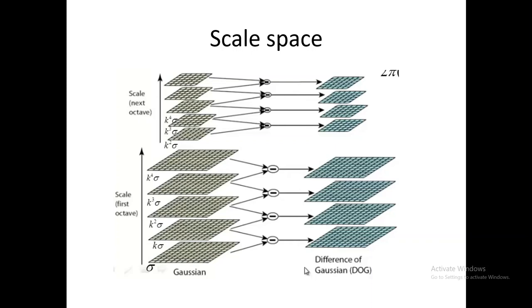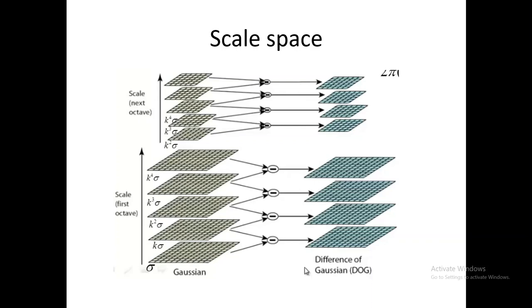Basically, we take an image, and we deal with this image in octaves. Here we have the first octave and the next octave. The octave represents the doubling of the size, and the scale represents the blurrier version, or the smoothness of the image. So in each octave we make the image blurrier and blurrier by a Gaussian kernel. Then in the next octave we reduce the image to half of its size and make it blurrier and blurrier.